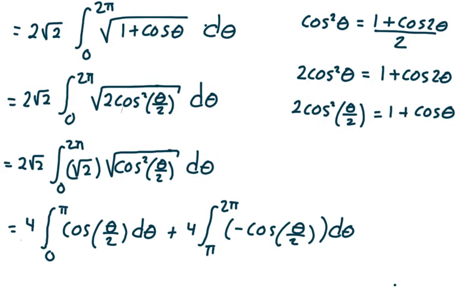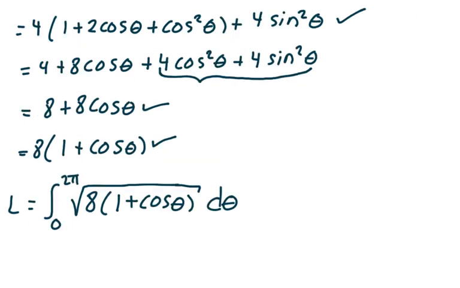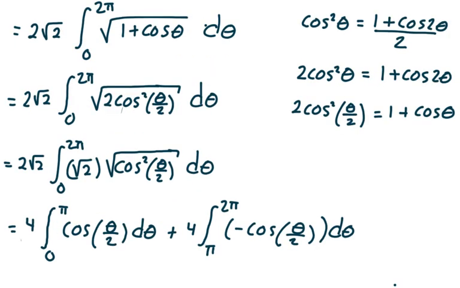And so let's go back. Keep in mind, the square root of 8 is the square root of 4 times 2, right? Square root of 4 is 2. So this is 2 times the square root of 2. So we get 2 times the square root of 2 times the integral from 0 to 2 pi of the square root of 1 plus cosine theta d theta.